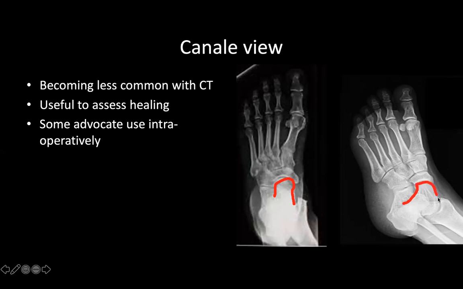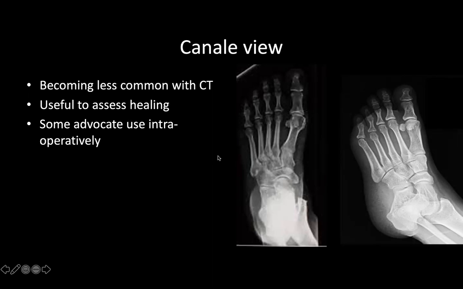So particularly before CT scans were available, if you wanted to diagnose a minimally displaced or slightly displaced talar neck fracture, this is a really critical view. But now that we have CT scans, and if we have any suspicion, we're probably going to get a CT of the foot, it's probably a little bit less useful.